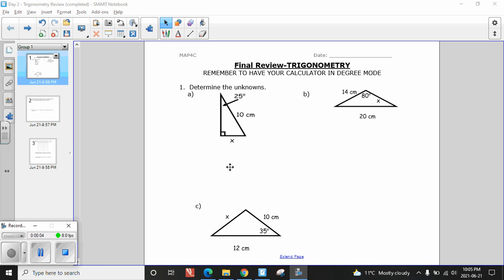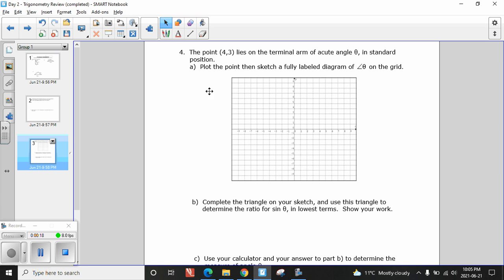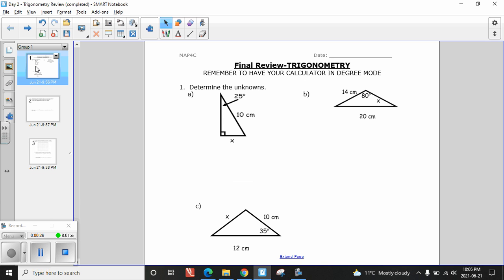Okay, so I'm set up here for the second review video. This one's all about trigonometry. This is going to cover right triangles, non-right triangles, sine law, cosine law, plotting a point on the grid and turning that into a right triangle. That one we haven't done for a little while, so that's going to be a good refresher.